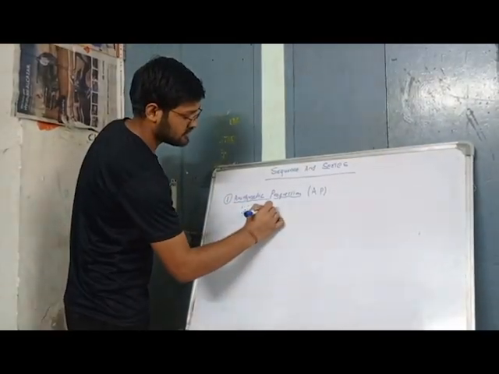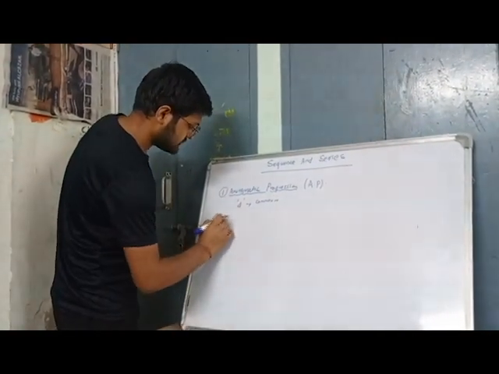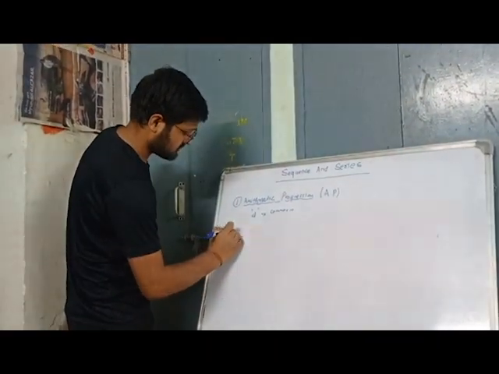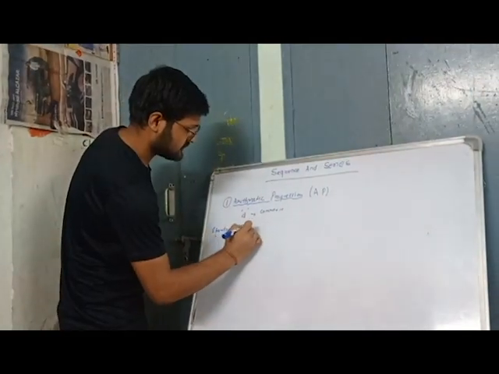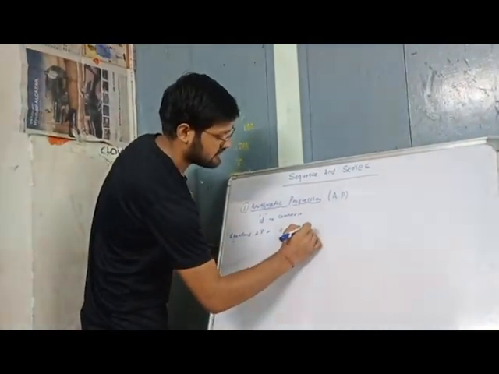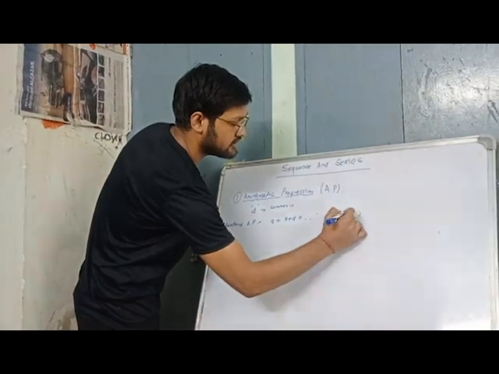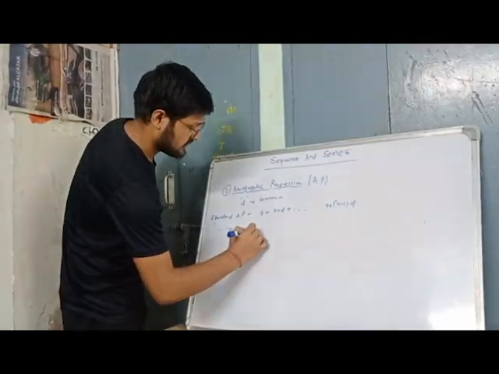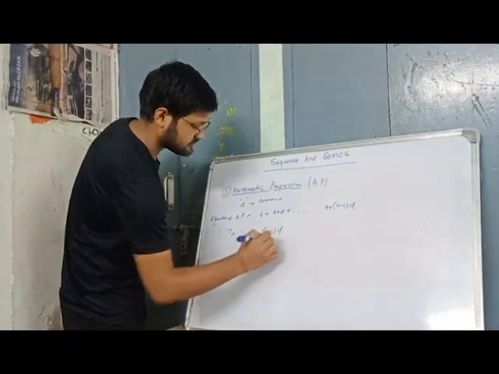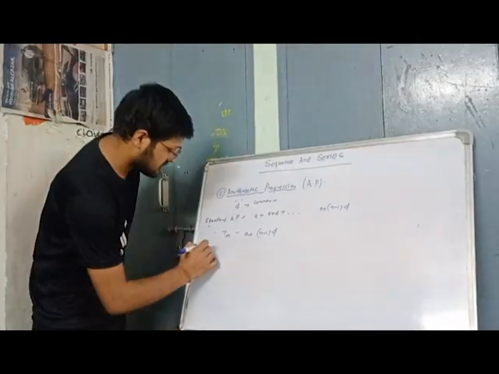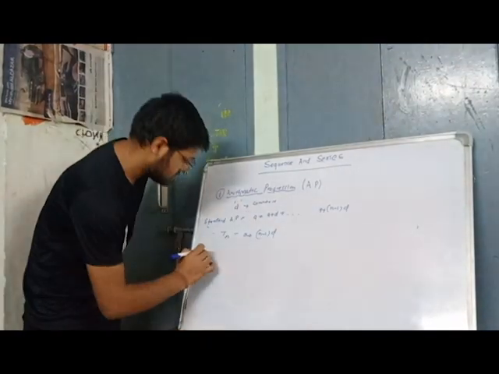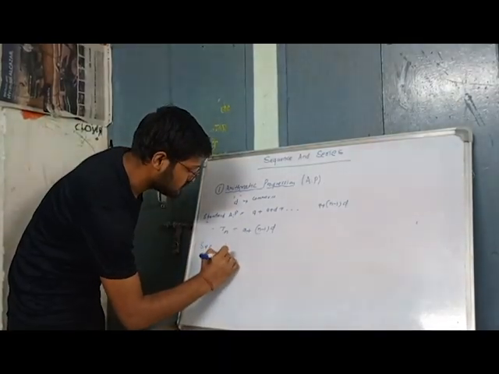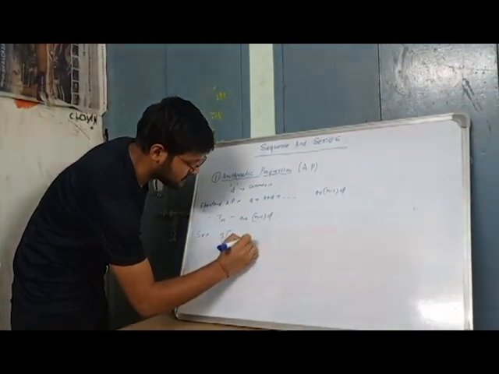Common difference, and there is a general term. If we write the standard form of an AP, it is a, a plus d, up to a plus (n minus 1) into d, and the general term is a plus (n minus 1) into d. If we are asked for the sum of all the terms, then the summation will be n by 2 into (2a plus (n minus 1) into d).